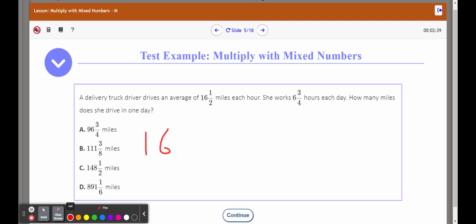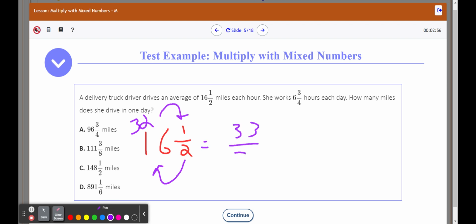So we'll start with 16 1/2. And by the way, these numbers are going to get very big, very quickly. So don't be alarmed if you start seeing big numbers. You're still on the right track. 2 times 16 is 32. Plus 1 gives me 33. So I got 33/2.